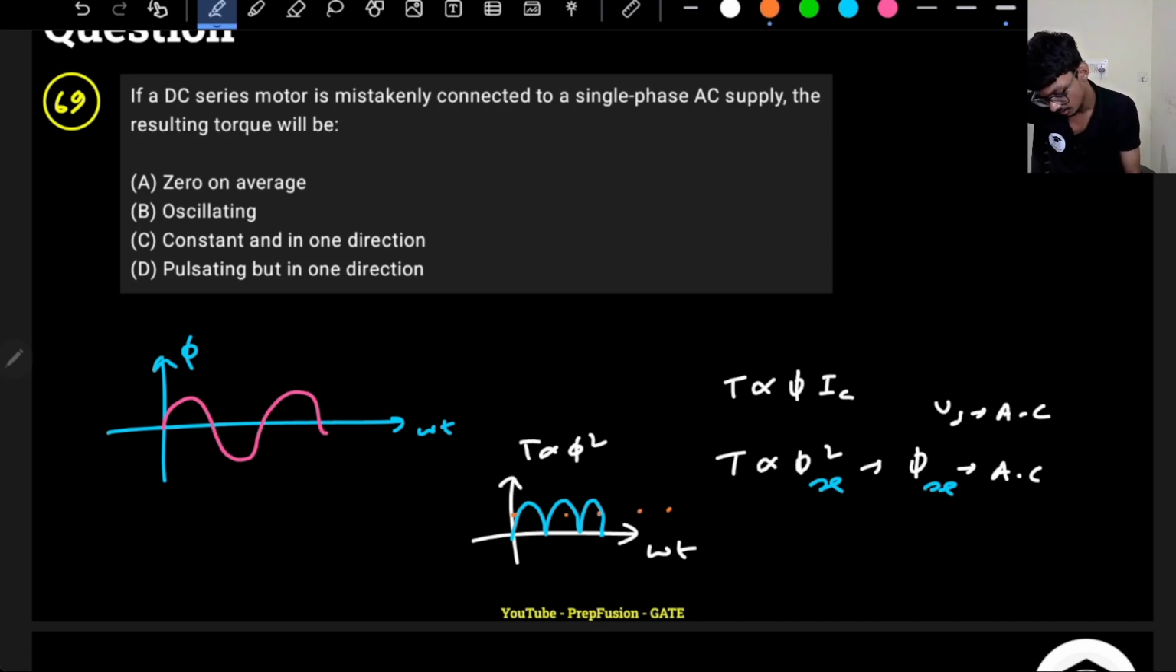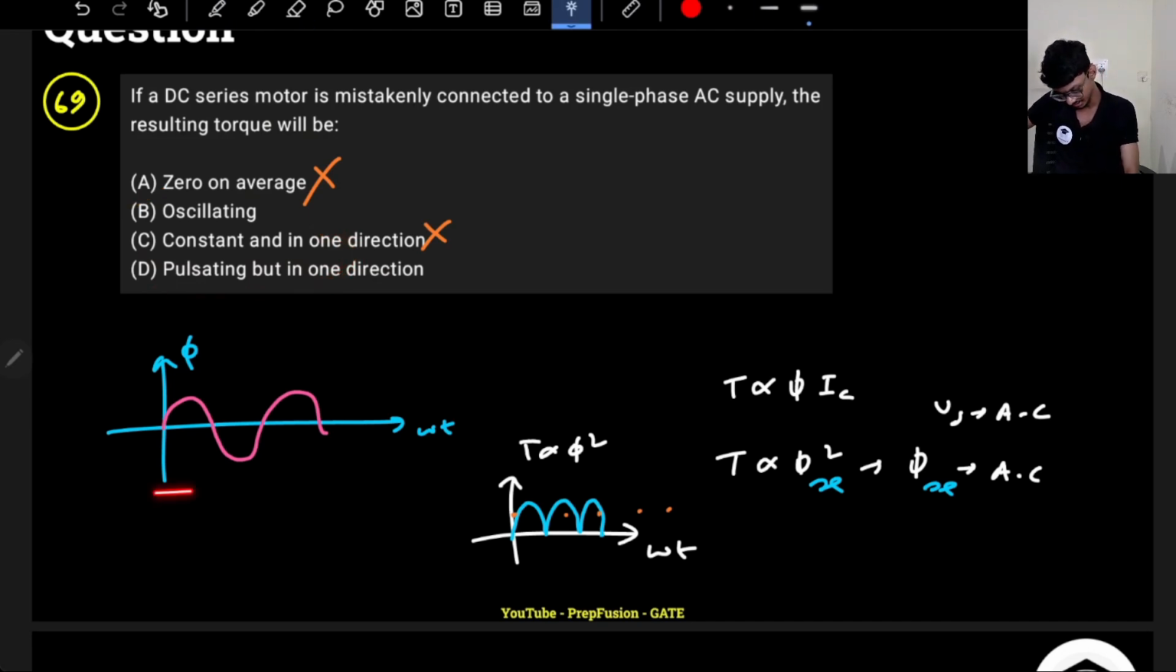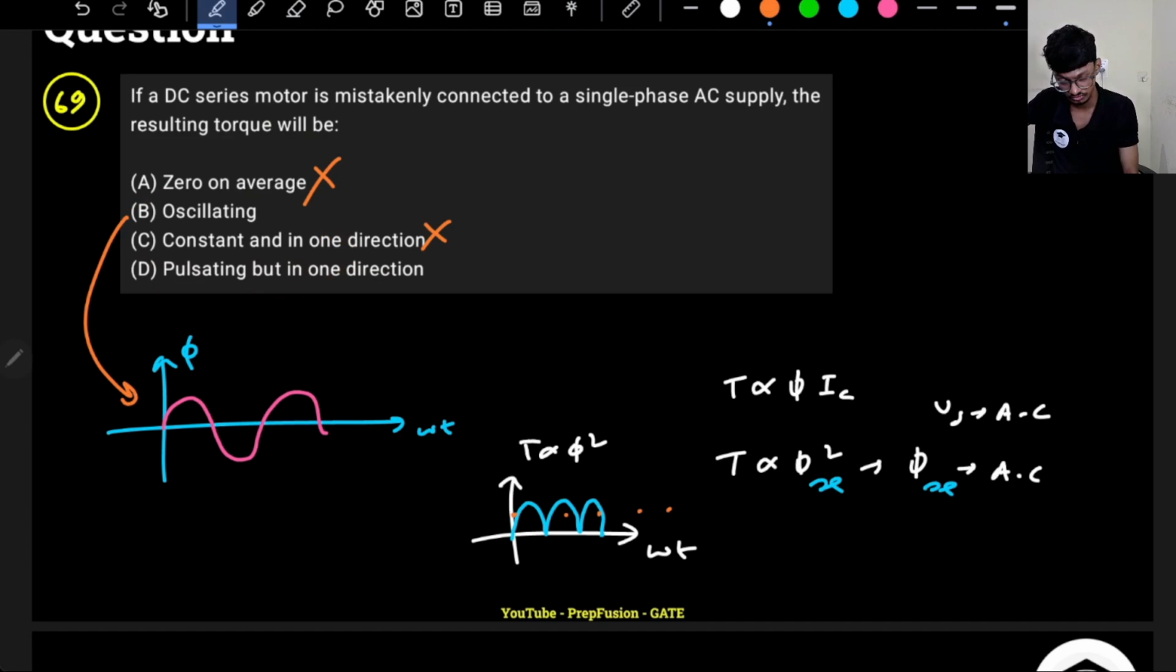It is pulsating DC. So is it zero? No, it is not zero. Is it oscillating? No. Is it constant in one direction? No, it is not constant. It's pulsating in one direction. It is actually not oscillating. Oscillating means this. This is what oscillation means. It is pulsating and it is unidirectional, because torque is always positive. From the graph I see torque is always positive, so that's why option D will be correct. Okay, it is unidirectional but pulsating. So one direction also can be said as unidirectional.